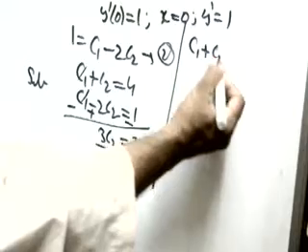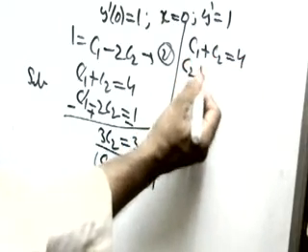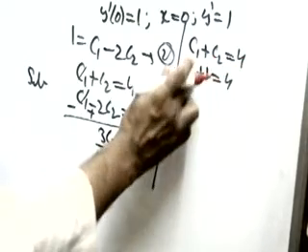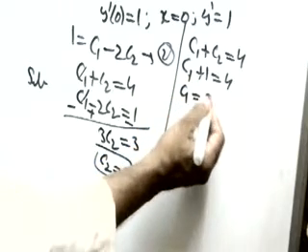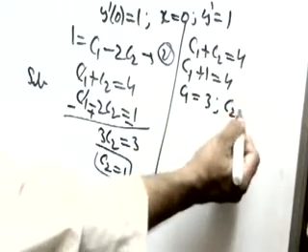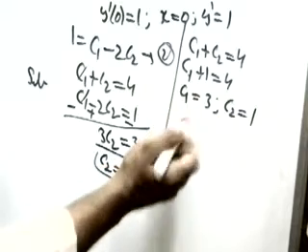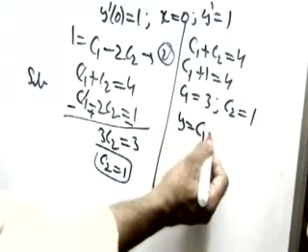Now substitute c2 here to get c1. c1 plus c2 equals 4, and c2 we got as 1. Sorry, c1 plus 1 equals 4, so c1 equals 3. So we got c1 equals 3, c2 equals 1. Let me substitute this in the final answer.